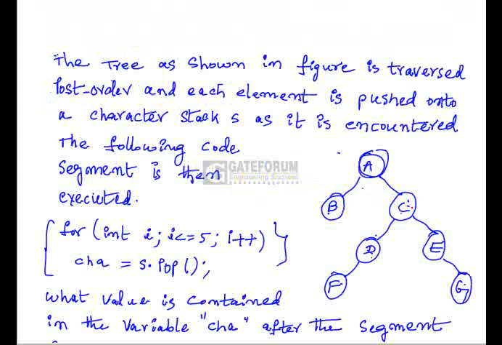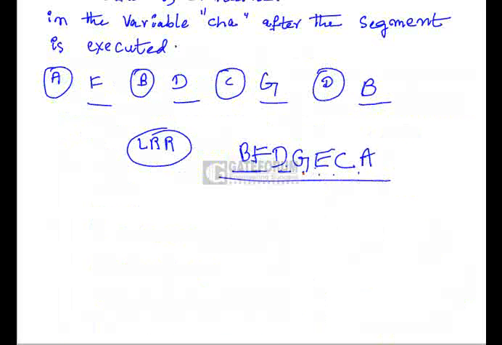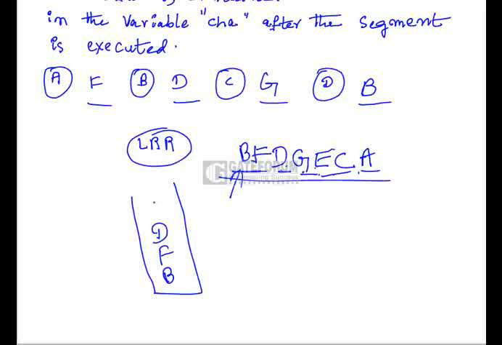B, then we take F, G like this. B, F, D, G, E, C, A. As we encounter this post order traversal, we need to push in the same order into the stack. So first, what element will be pushed? B will be pushed. Let us suppose this is the stack. Next F will be pushed. Next D will be pushed. Next G. Next E. Next C. Next A. So the top element is A.